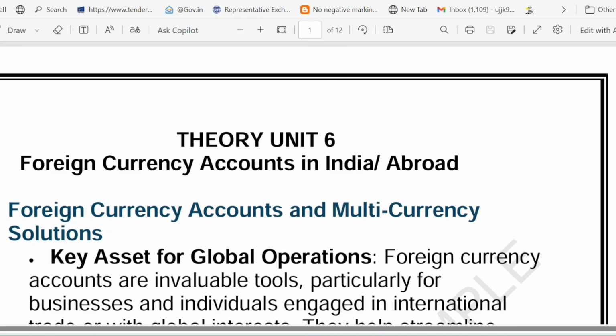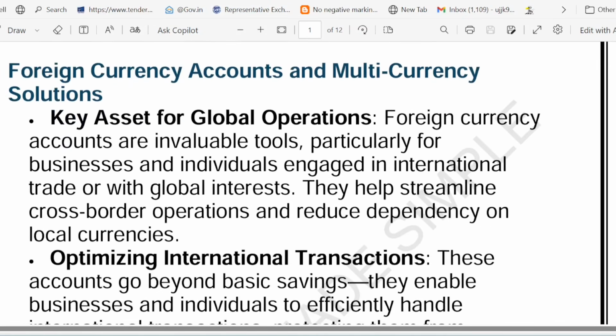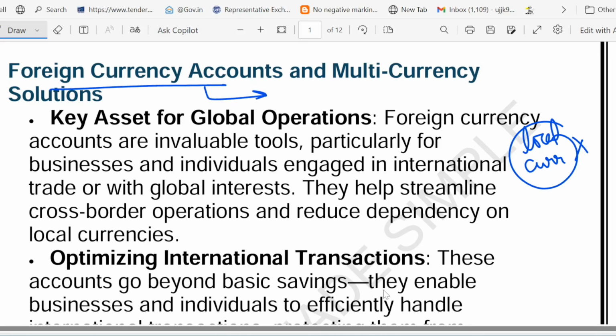So let's get started with the first point: the key asset for global operation. What does it mean? It simply means that these accounts help businesses and individuals dealing internationally by reducing reliance on a single currency. Reliance on local currency or single currency is reduced. These foreign currency accounts help businesses and individuals engage in international trading.